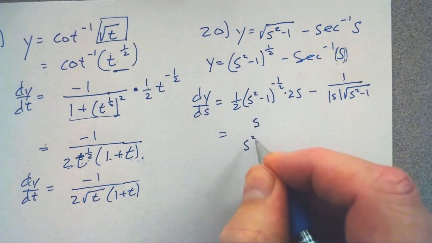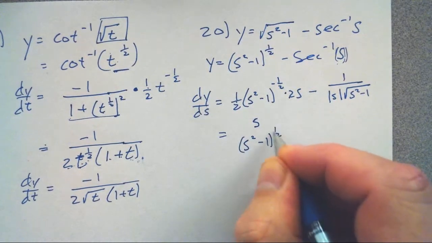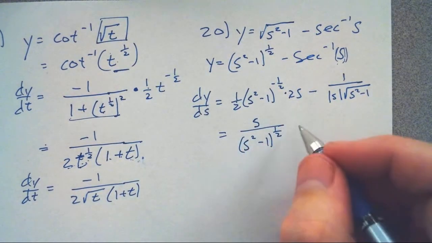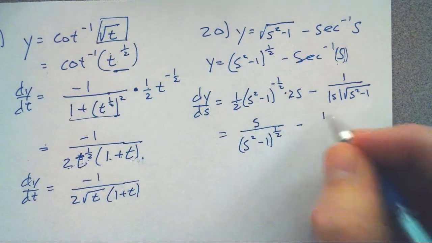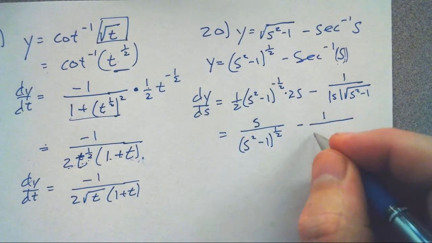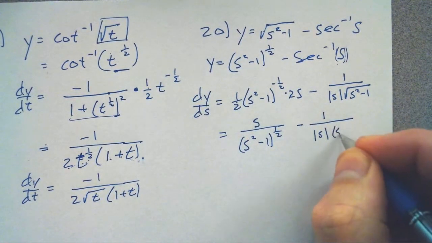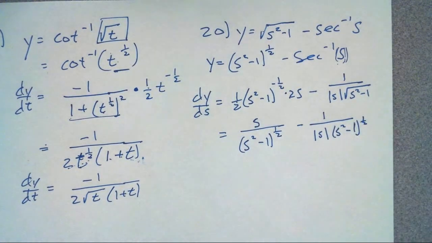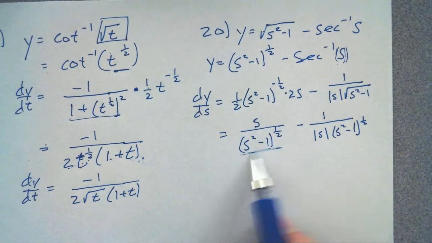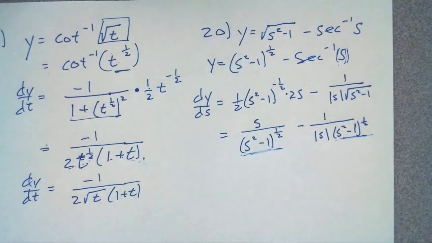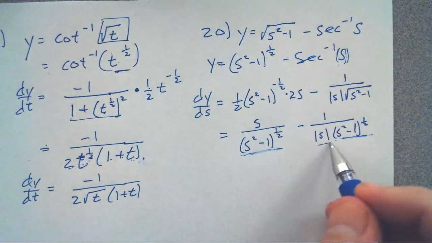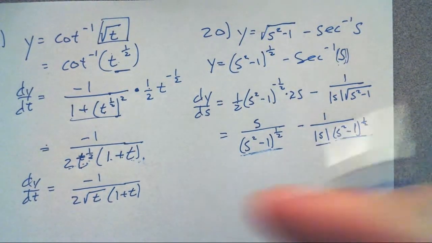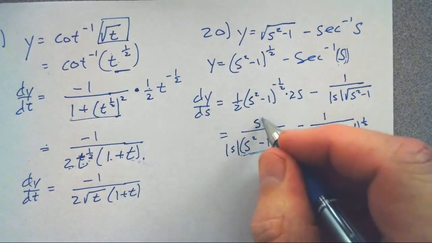I'm going to leave this as s squared minus 1 to the 1/2, minus 1 on absolute value of s. Maybe I'll write this as s squared minus 1 to the 1/2 as well. And now I'm thinking about common denominators. My common denominator needs a factor like this. Now, again, simplified is in the eye of the beholder, but I also need a factor of absolute value of s if I'm going to smash these together, so I'm going to put absolute value of s here.